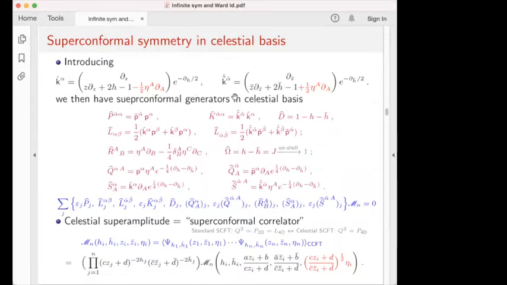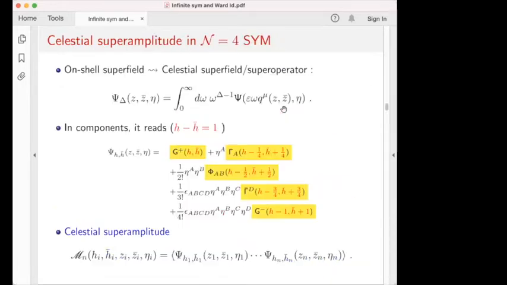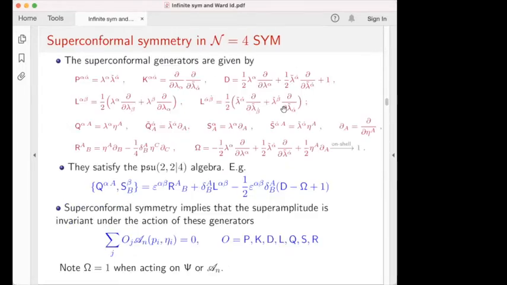So I didn't really understand. Are you saying that N=4 Yang-Mills has a different PSU(2,2|4) symmetry, or is this a rewriting of the usual superconformal group in celestial coordinates? Yeah, it's essentially the same PSU(2,2|4), but now I write the generators in a different basis.